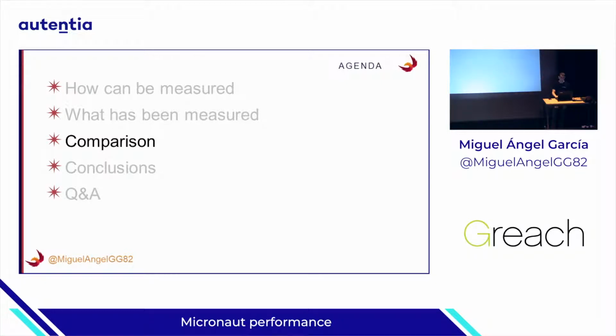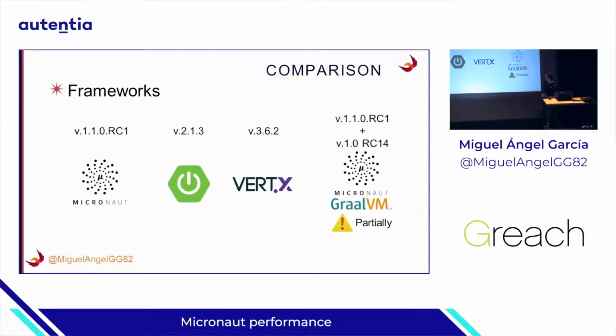Go to the comparison. What frameworks have been compared? First, Micronaut in almost the latest version, Spring Boot in the latest stable version, Vert.x the same, and Micronaut with Graal with the latest versions.